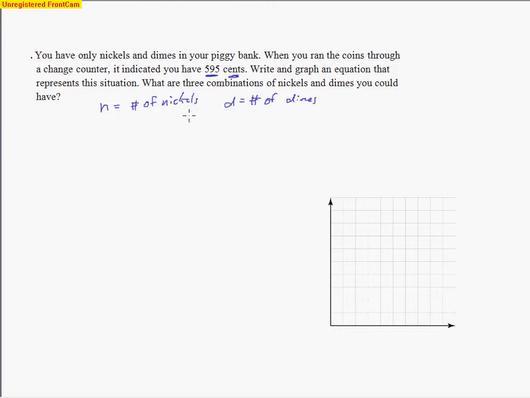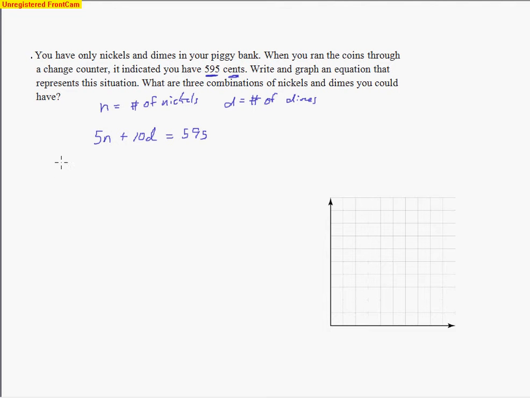And now let's try to write an equation to represent this. So I know I had 595 cents. I just had nickels and dimes. So I know there's 5 cents in a nickel. So 5 cents times the number of nickels plus 10 cents times the number of dimes is going to equal 595 cents. So now I've got an equation.